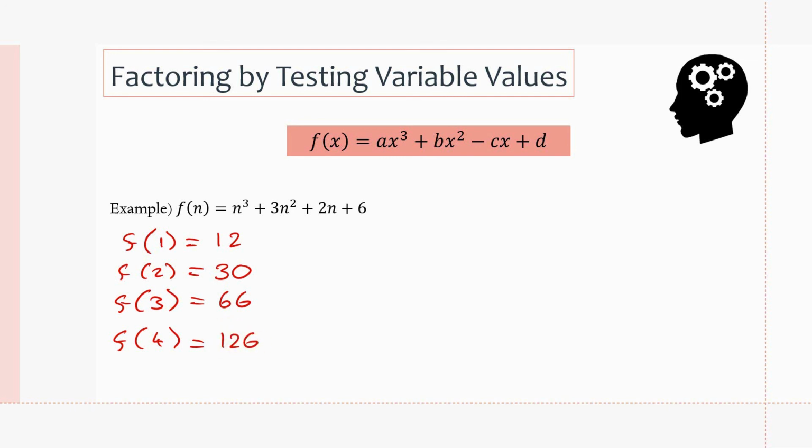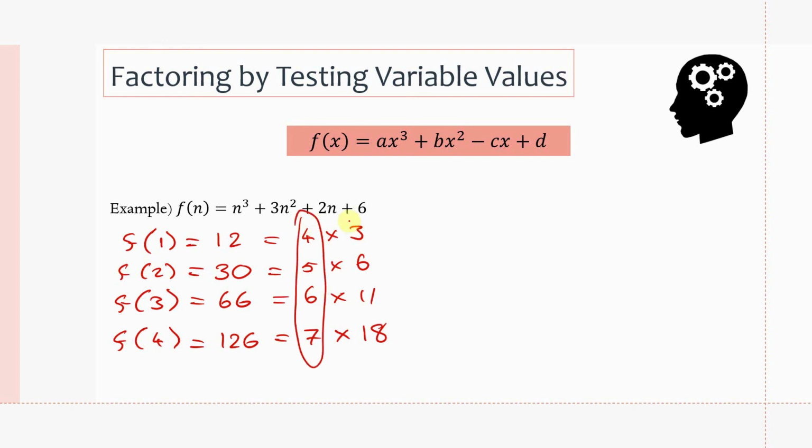Okay, so these numbers don't look like much, but if we break them up, 12 is the same thing as saying 4 times 3. 30 is the same thing as saying 5 times 6. 66 is the same thing as 6 times 11. And 126 is the same as 7 times, divide that by 7, which I forgot what it was. It's 18. So what pattern do we see with these numbers with respect to variable n?